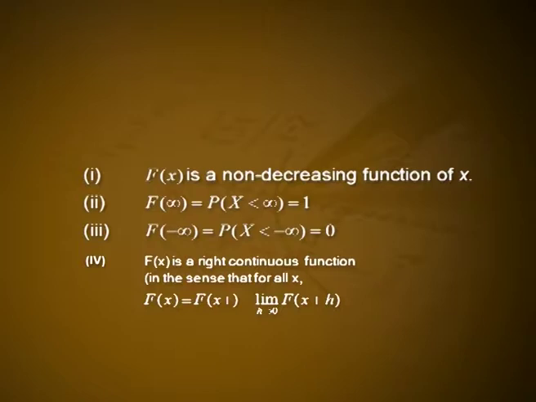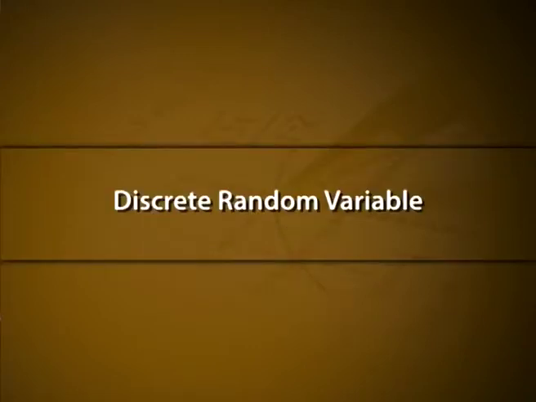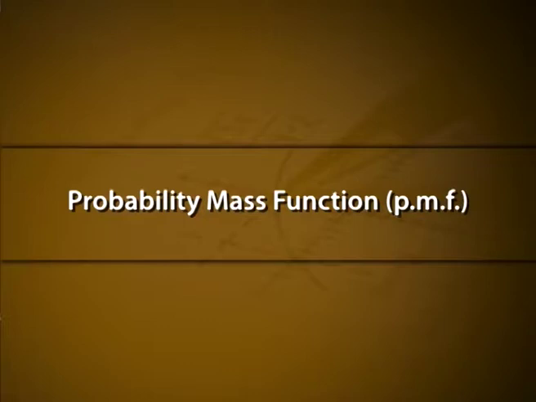Let us consider the discrete random variable in detail. Discrete random variable. As we considered earlier, a random variable which can assume only a finite or countable number of possible values is called a discrete random variable. Probability mass function, p.m.f. Let capital X be a discrete random variable with possible values x1, x2, etc., xn, etc. Then a function describing the amount or mass of probability distributed at each of the possible values of the random variable is called its probability mass function.